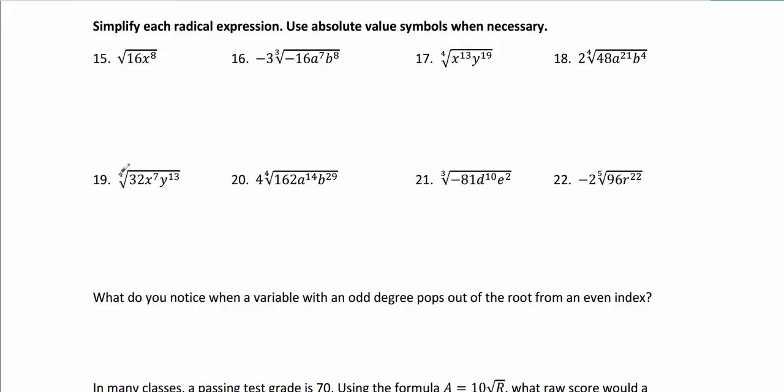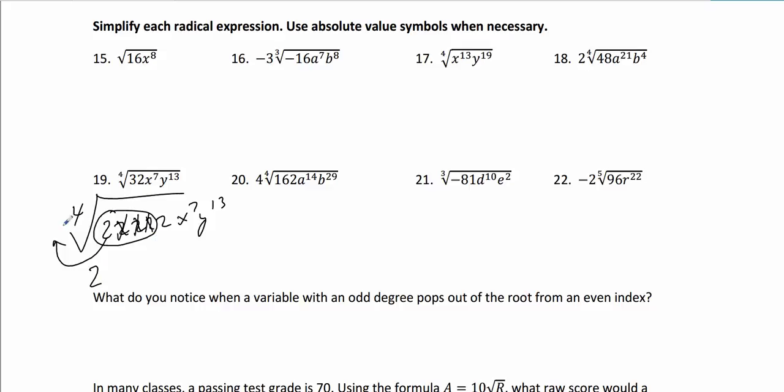For number 19, I have the fourth root of what? Of 2, 2, 2, 2, and 2. It should have 5 of them. And then x to the 7, y to the 13. How many 2's do I have? I have 5, so I need 4 of them. 1 pops, cross, cross, cross. Okay, the 2 that gets popped. How many x's get popped? 1. How many y's pop? 3. If you notice, I have even root, odd powers, so absolute value, times the fourth root of 2. 1 x is left over and 1 y is left over. That's pretty nice. That worked out lovely.